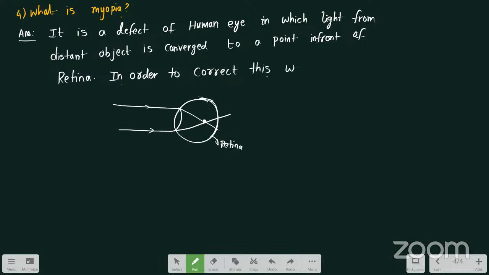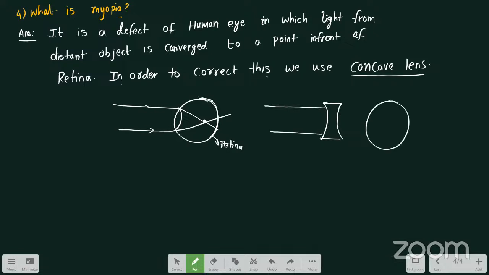We use which type of lens? Concave lens. We will be using concave lens. So see here, what will happen if I draw a concave lens in between eye and ray? This is concave lens. The light rays are coming parallelly, something like this. Here I am having my eye. Now what will happen? The light rays will somewhat diverge, something like this. Again, all of them will converge on retina. So they will converge on what? Retina. I hope you understood this.